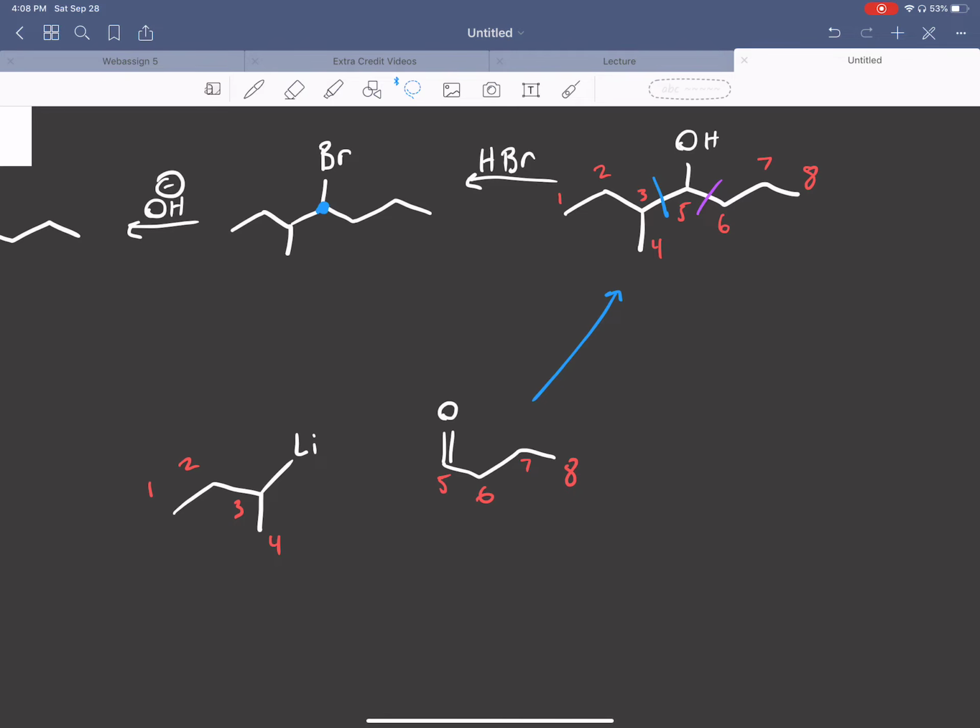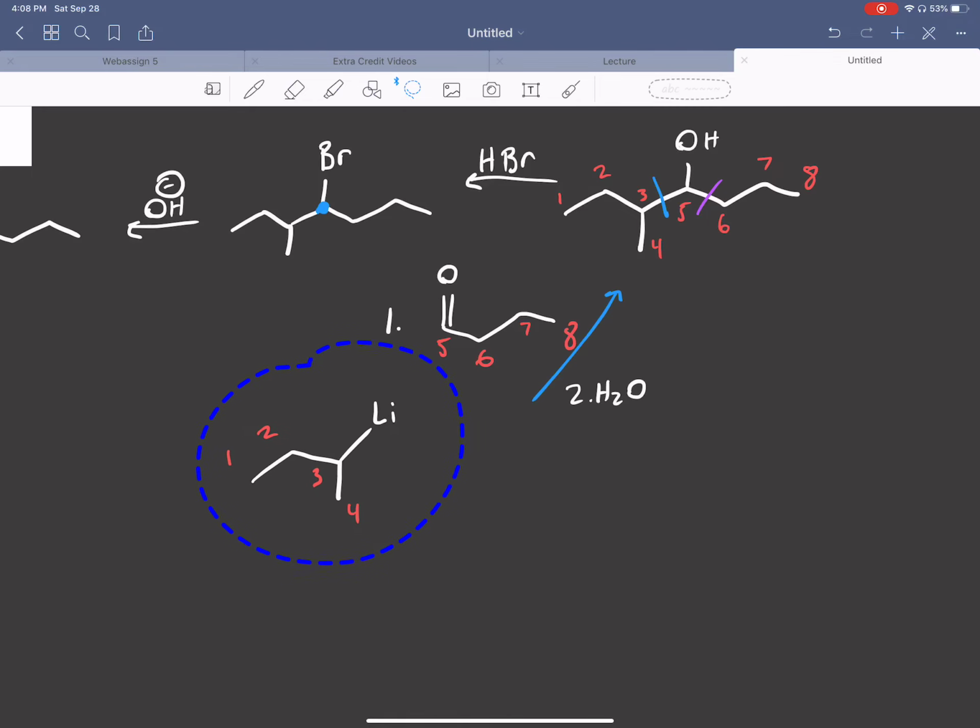Remember, we must number our steps. So I'm going to put this right here on the arrow as step 1. Step 2, I'm just going to put H2O. Okay, and so let's see how many carbon atoms we have here. We have 4 on the lithium molecule, and we have 4 on our carbonyl. And so that matches out.